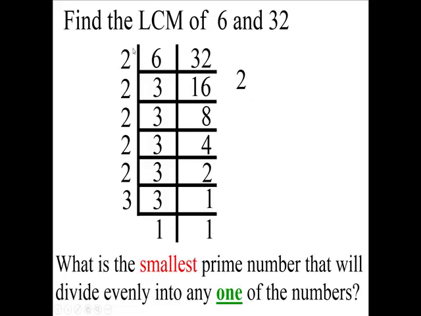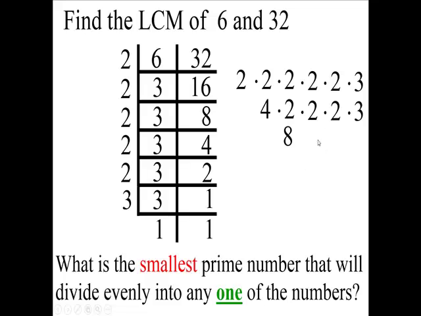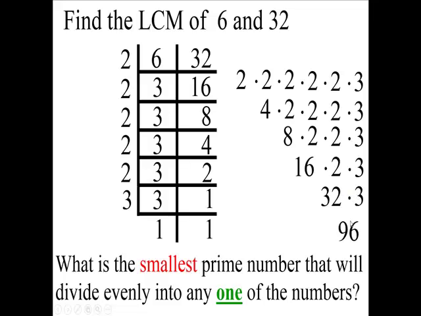We list my answers: 2, 2, 2, 2, 2, and then the 3. Okay? List them over here, multiply 2 times 2, and write down the other numbers. 4 times 2 is 8. Write down the 2, 2, and 3. 8 times 2 is 16. Bring down the 2 and the 3. 16 times 2 is 32. Times 3 is 96. So the least common multiple of 6 and 32 is 96.